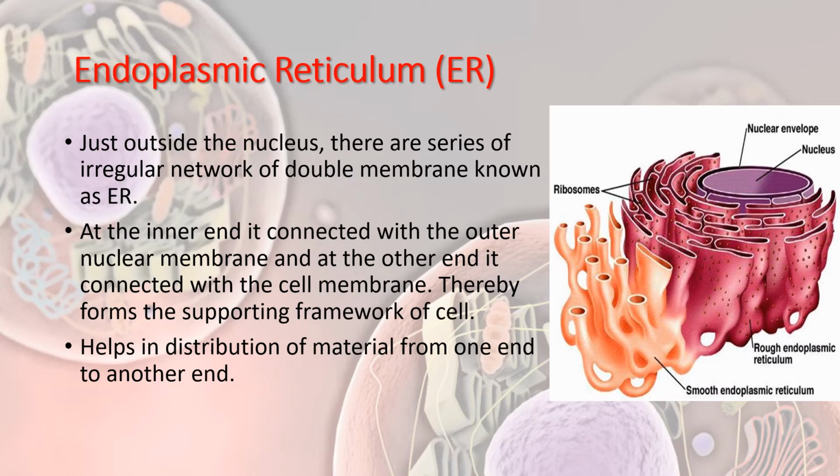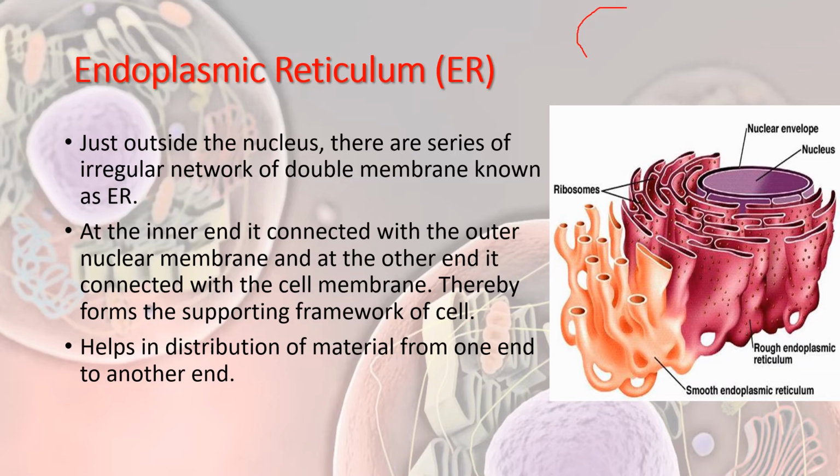So the next one is the endoplasmic reticulum. In this structure, you can see over here, this is the nucleus, having inner nuclear membrane and outer nuclear membrane. The outer nuclear membrane is continuous with these irregular sheets or stacks of double membrane structures, which are known as endoplasmic reticulum. These are a series of irregular networks made up of double membrane structures. So at the inner end, it is connected with the nuclear membrane, and at the outer end, it is connected with the cell membrane, thereby forming the supporting framework of the cell.